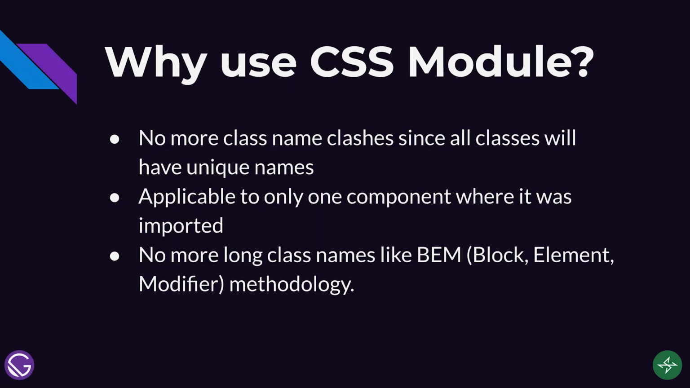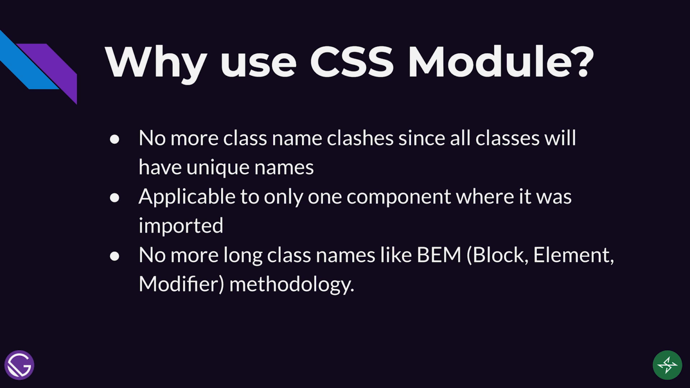Why use CSS module? The best use of CSS module is no more class name clashes, since all classes will have unique names. Did you ever experience writing CSS classes and then you're conscious if that class name already exists? In some cases, you accidentally added a style to the one which is already working fine. These class name issues can make side effects, especially if you are working in a large project. So CSS module will fix this issue by transforming your classes with unique class names.